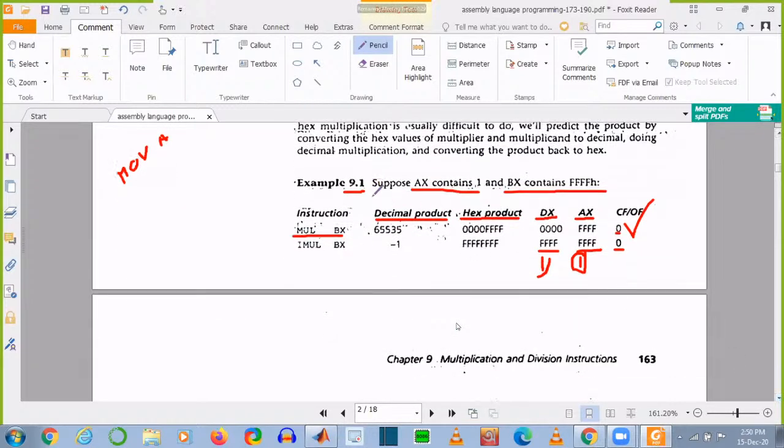Suppose AX contains 1 and BX contains FF hex. So AX has 1, and you can write the operation like that: MOV AX, 0001. So AX has 1. And what does BX have? MOV BX, FF hex. So you can put a 0 here because without putting 0 it will not work.